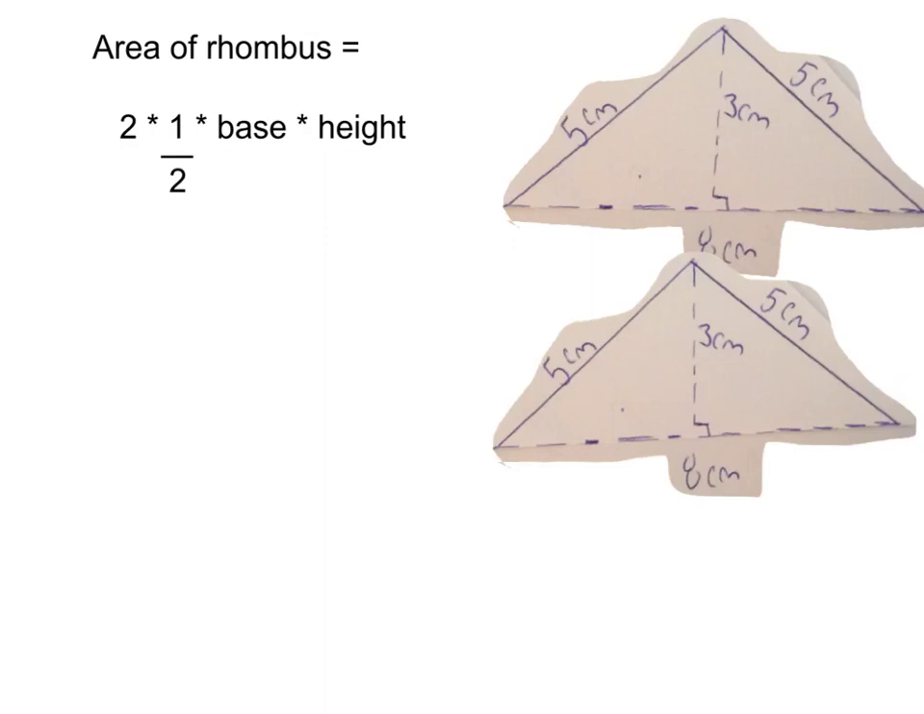And notice that the area of the rhombus is just 2 times 1/2 times base times height. Well, notice that 2 times 1/2, doesn't that just give you 1? Since 2 times 1/2 gives you 1, notice that the area of your rhombus is just going to be base times height.